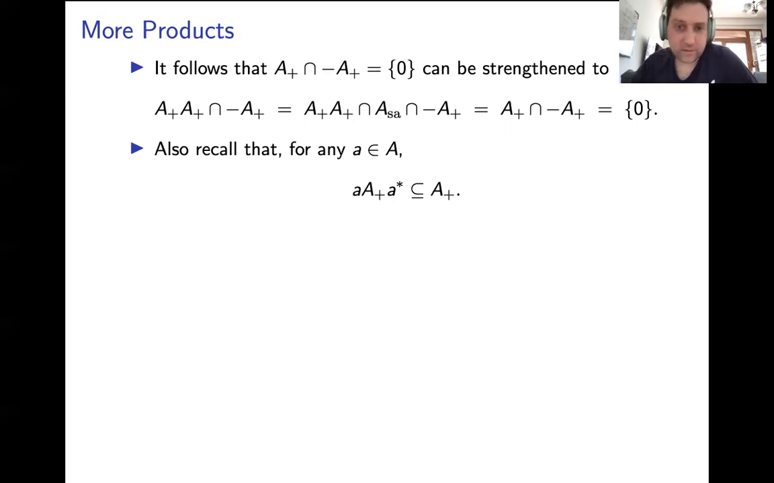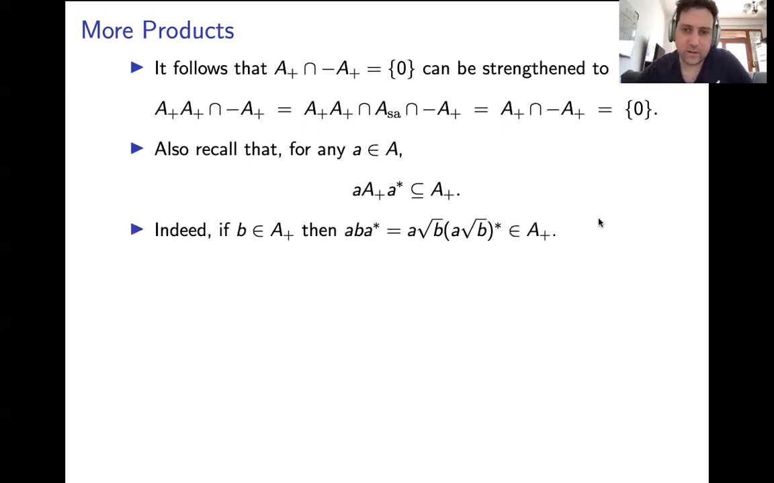Okay, and another key fact to recall, which I think Karen did last time, is that if you have any arbitrary element A in your C-star algebra, and you multiply a positive element on one side by A and on the other side by A star, or vice versa, then again you'll always end up with some positive element. So the positive elements are closed under conjugate product, or something like this. That's how you might say it.